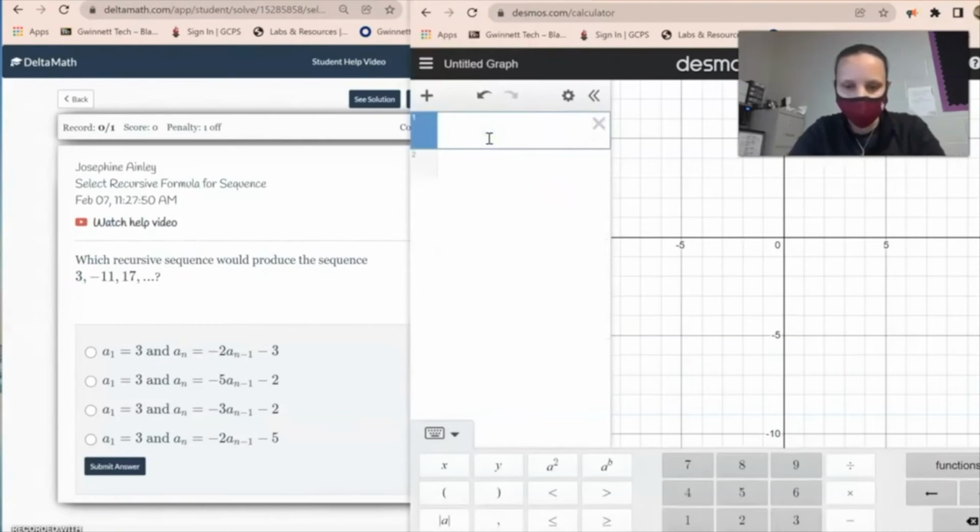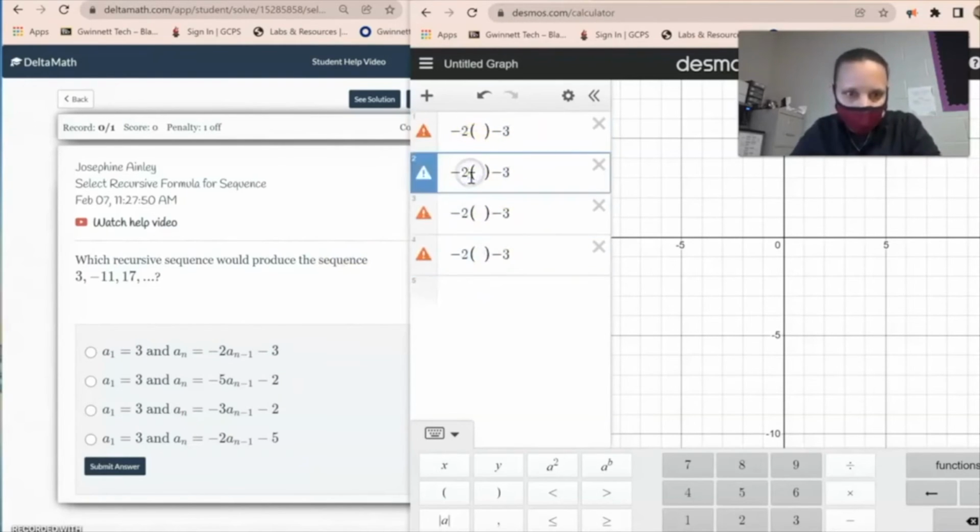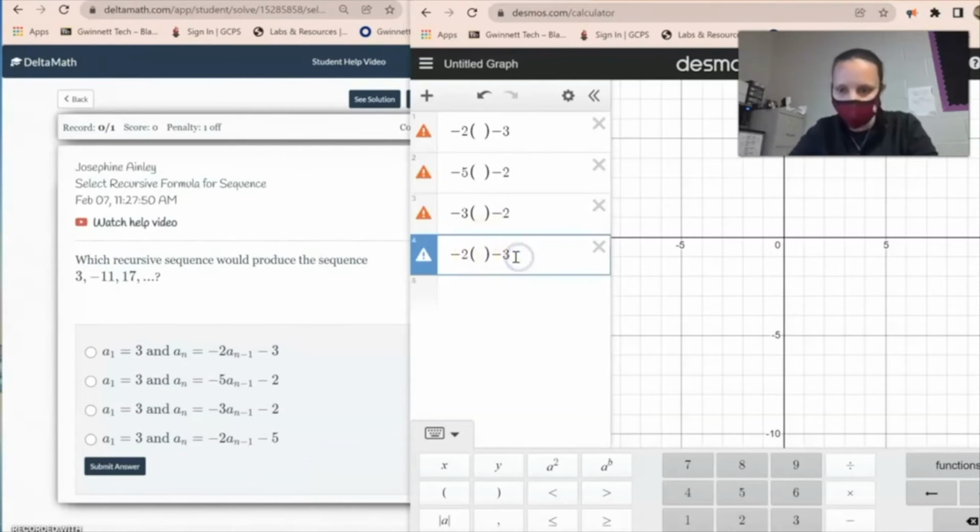So I have a -2, and again, I'll do the same thing for all of them. -2, and I'll leave this part blank because that's what my substitution is, and then 3. As a matter of fact, I'm going to go 4 times and then change it. All right, the second one is -5, and then -2. Third one is -3, -2. And the last one is -2 minus 5.